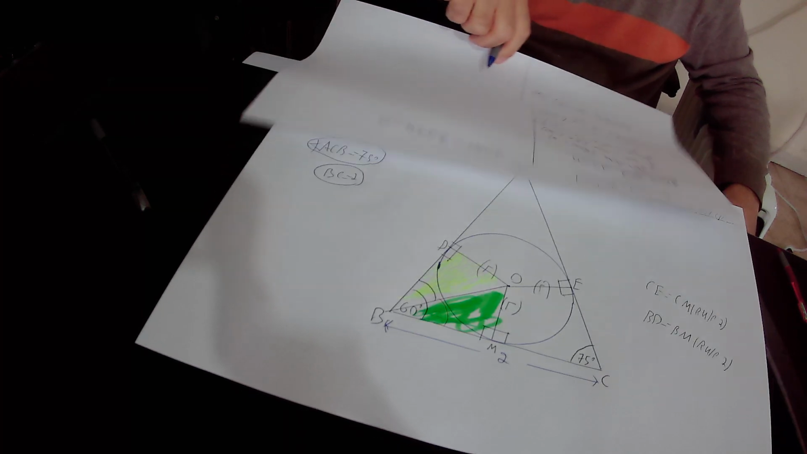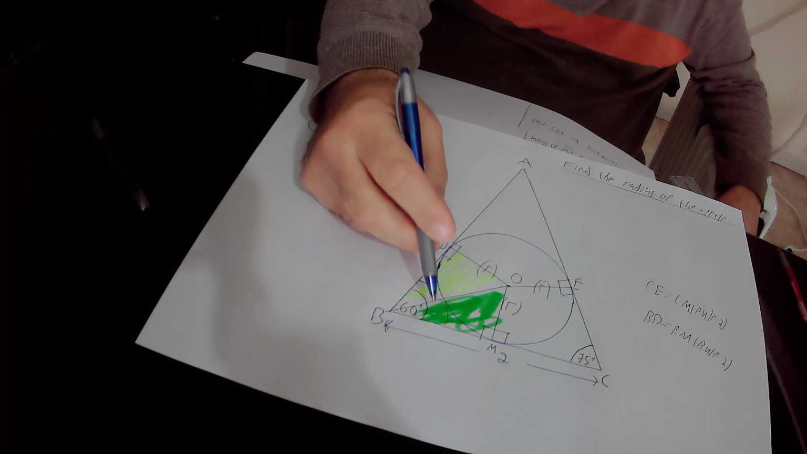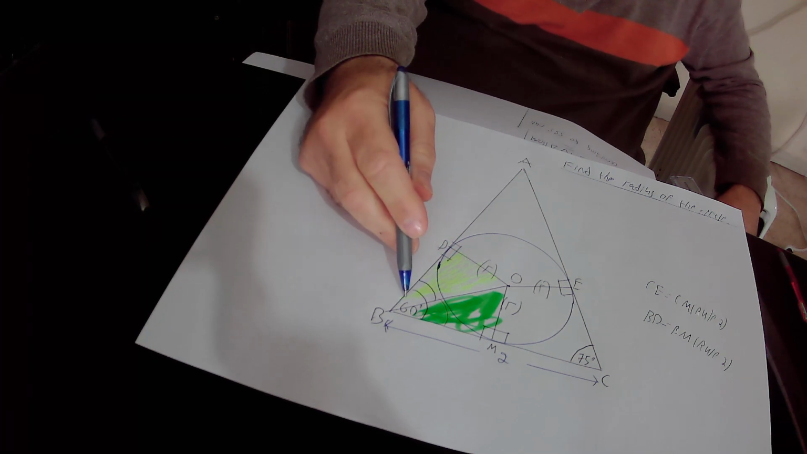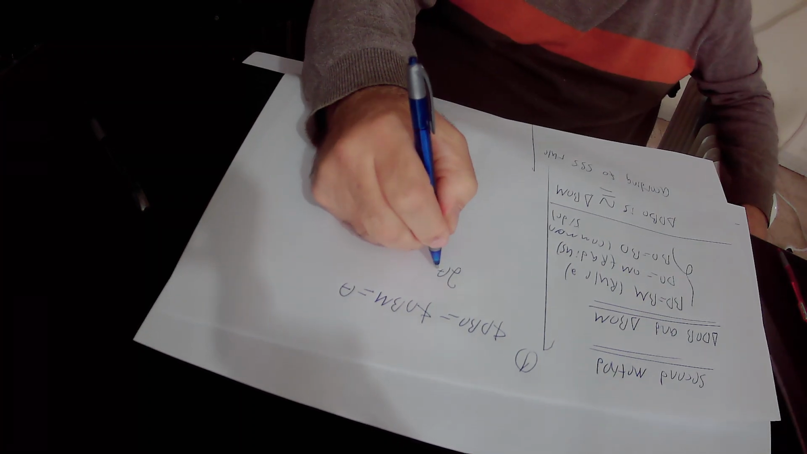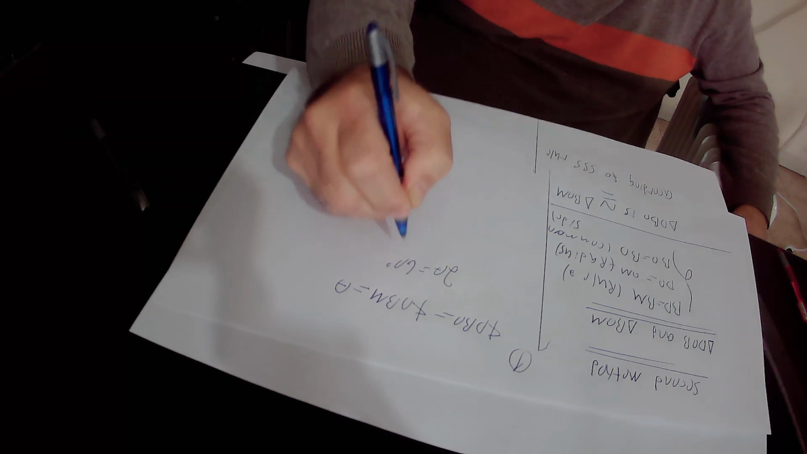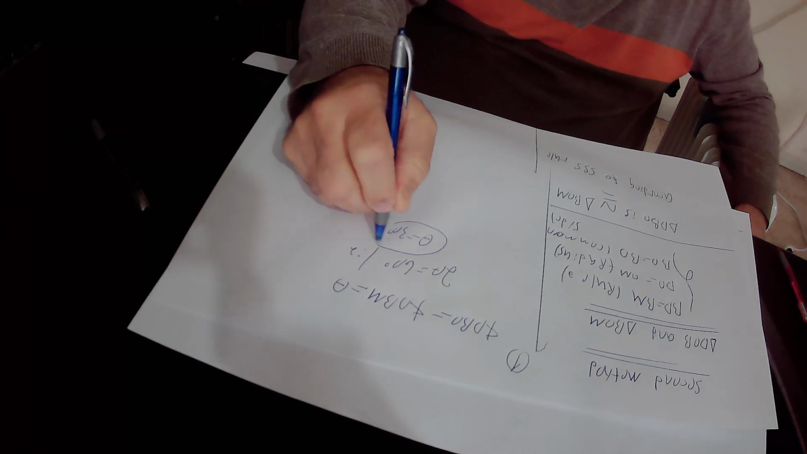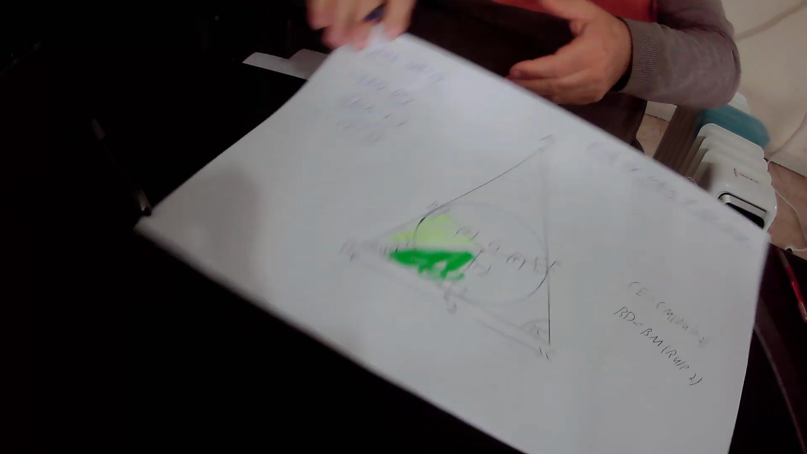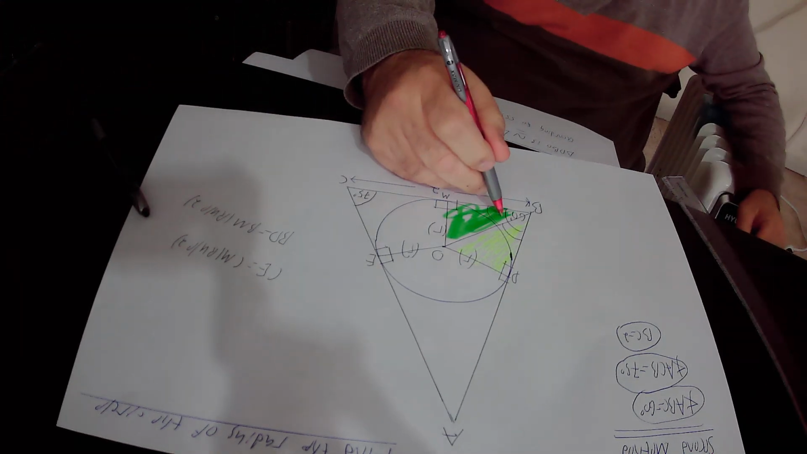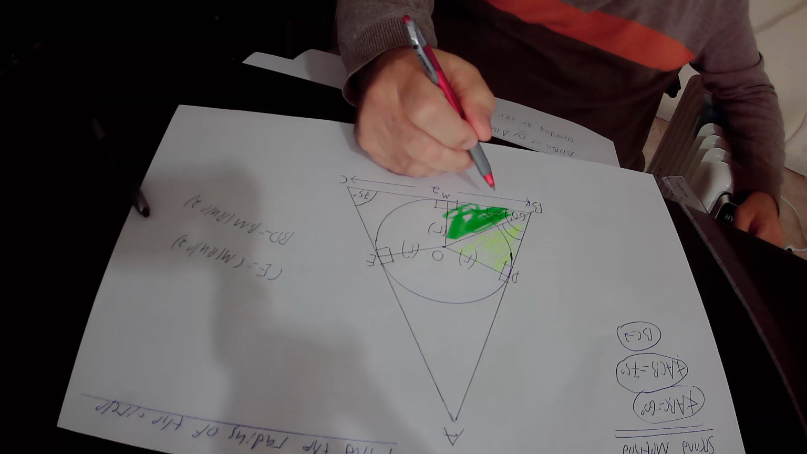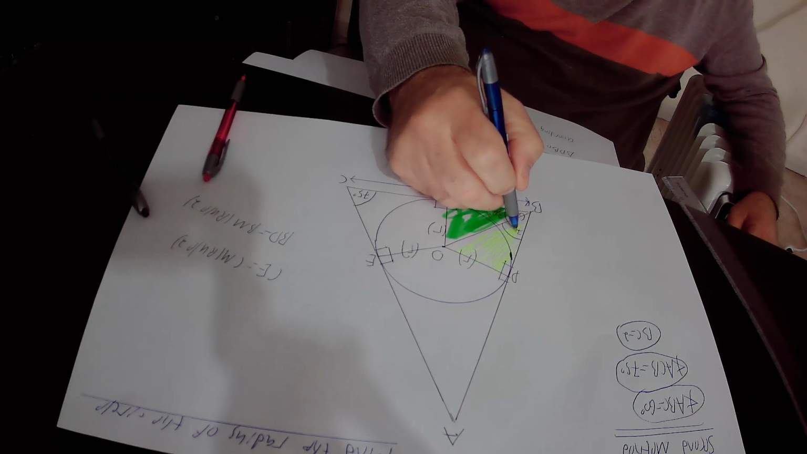So if this is angle theta, then the other angle must also equal theta because they are equal to each other. So theta plus theta equals 60 degrees according to what is given in the question. That is to say 2 theta equals 60 degrees. We divide this equation by 2 and get that theta equals 30 degrees. So this angle theta is 30 degrees, and this angle theta is also 30 degrees.